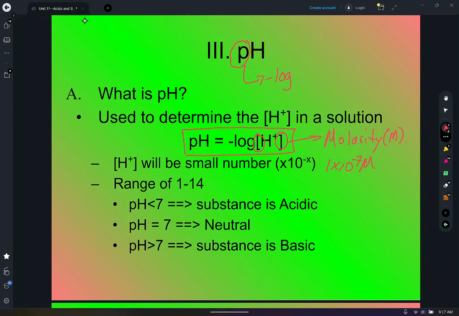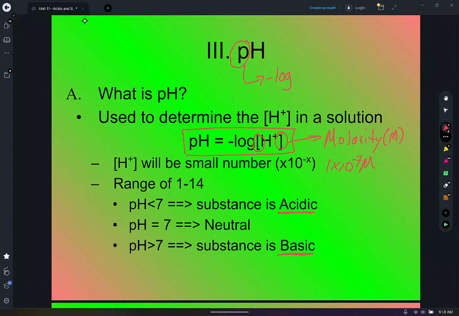If your substance is less than 7 on the pH scale, you're going to be acidic. If your substance is exactly 7, that means it's neutral, meaning it's neither acid nor base. And if your pH is greater than 7, then your substance is going to have basic properties.